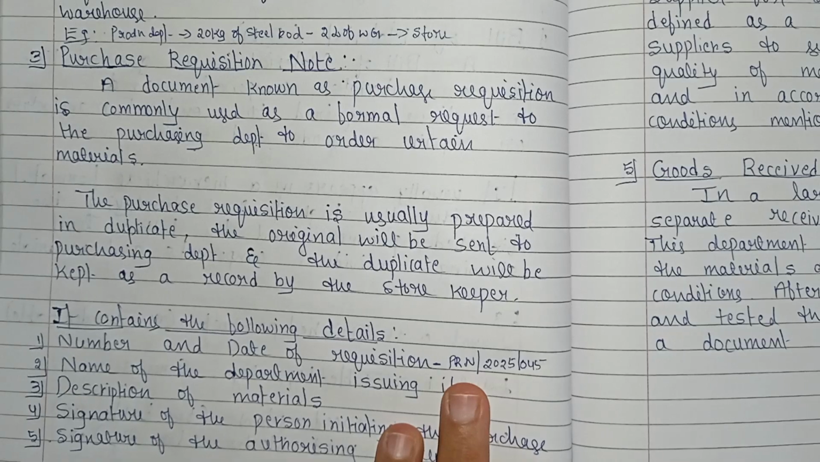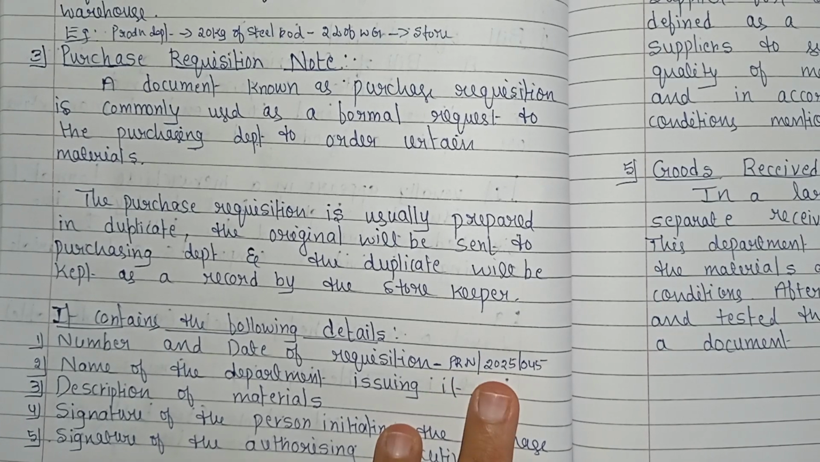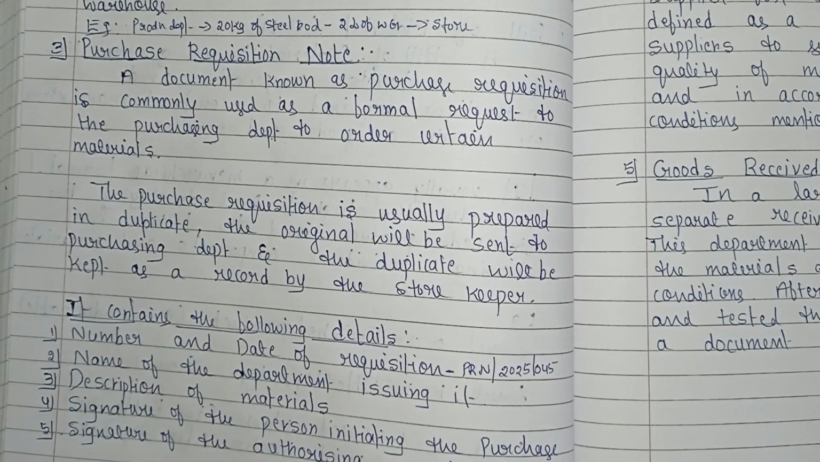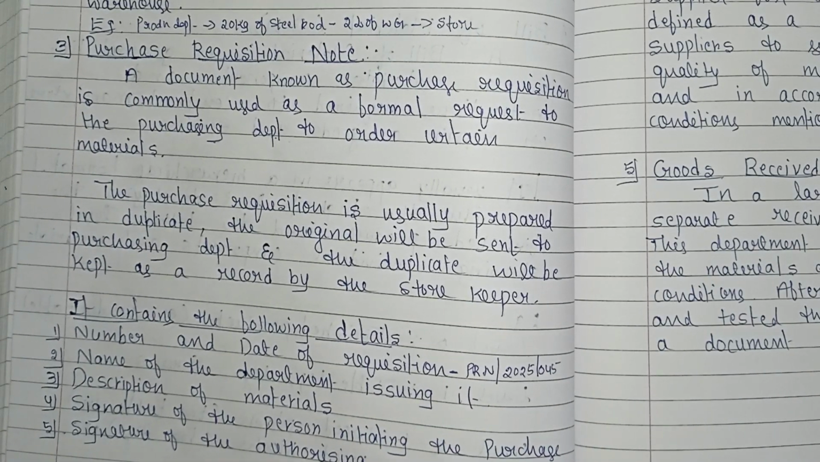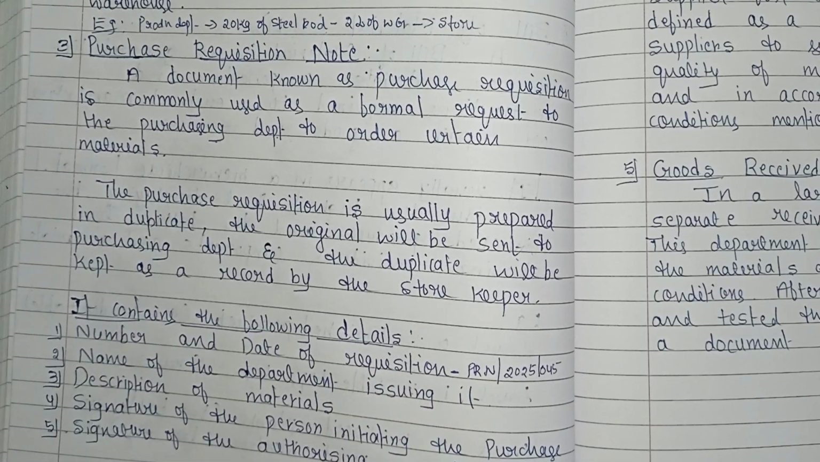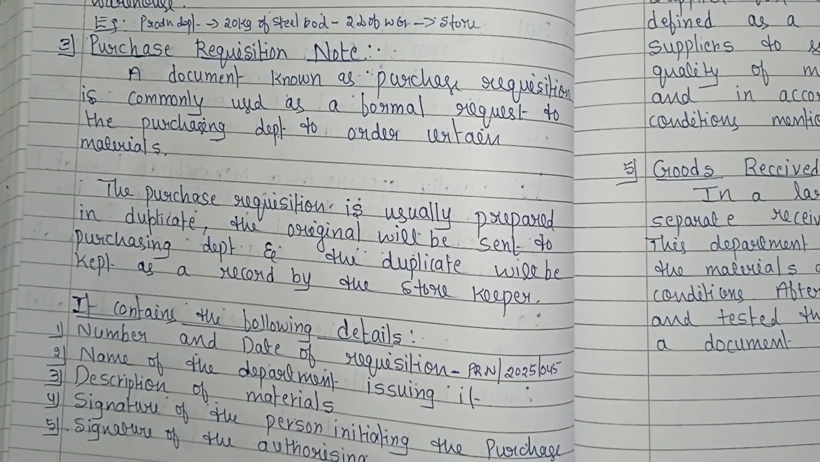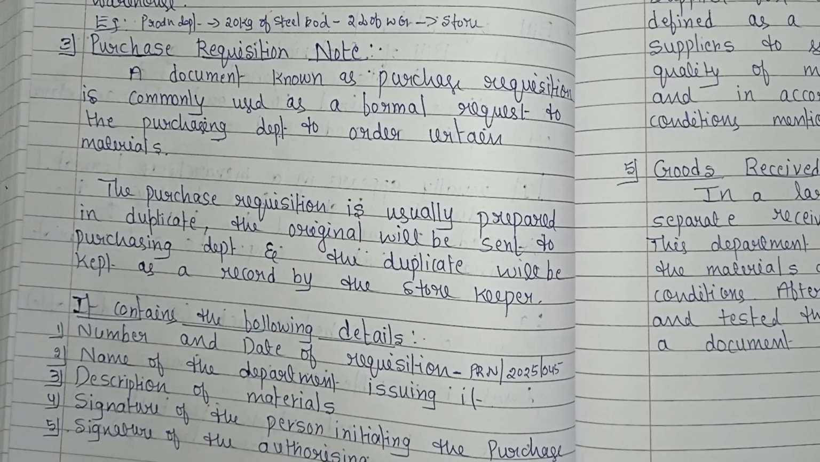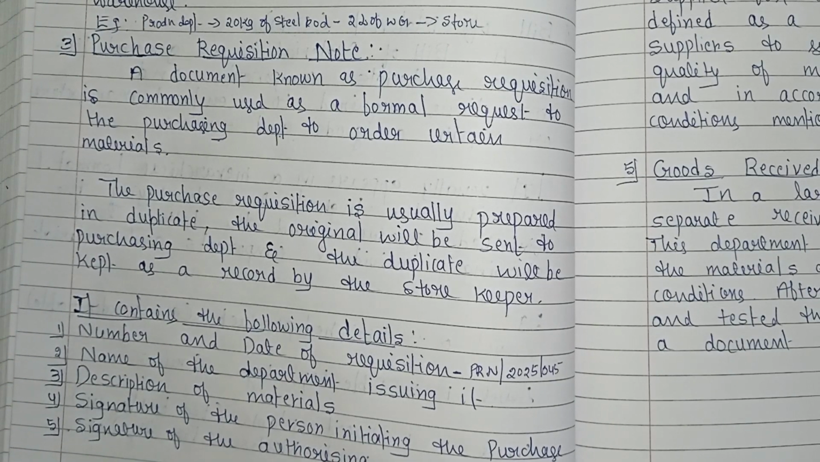Here PRN means purchase requisition note. This is the year and this is the serial number. Clear? So it is a unique serial number that is assigned to each requisition. And date of requisition means the date on which the requisition is raised. Clear? So first, the purchase requisition note contains number and date of requisition.